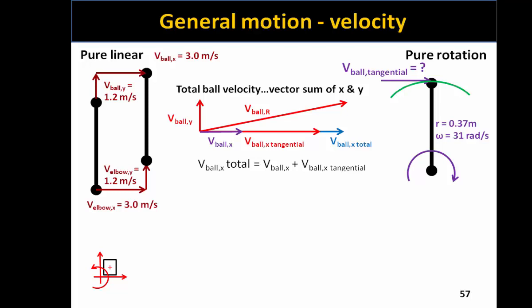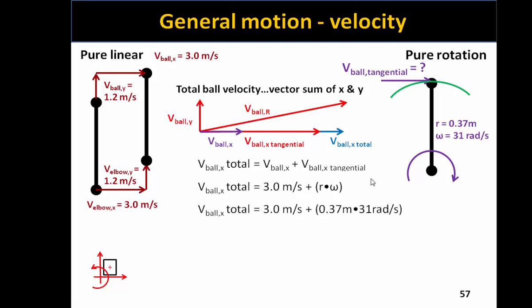Okay, so assuming that you paused the video and you're restarting it right now, we're going to fill in our equation with what we know. And what we know is that the ball already has a horizontal velocity due to the linear movement of the elbow at 3 meters per second, and we know that the tangential velocity of the ball is a function of the length of the rotating segment times its angular velocity.